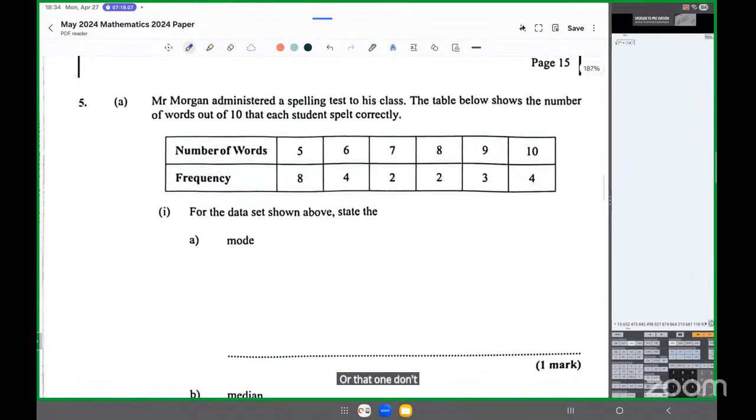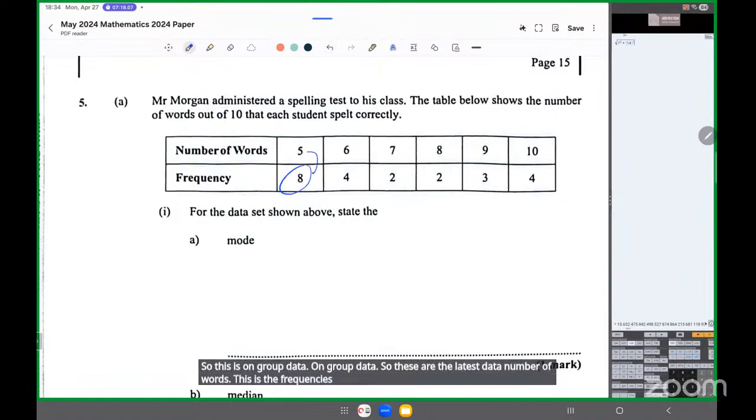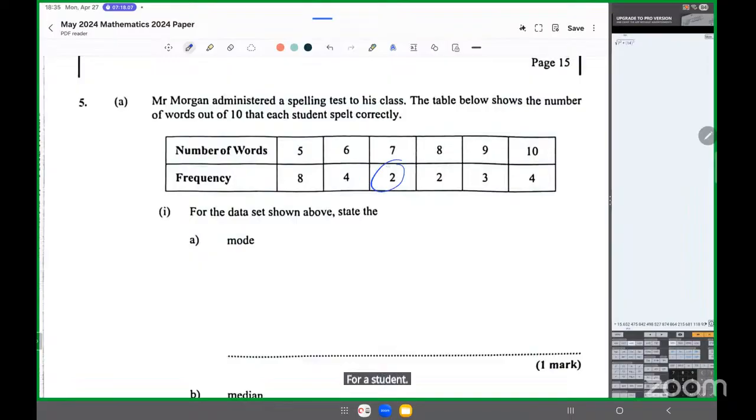Number 5. Number 5 looks like a statistics question. It says Mr. Morgan administered a spelling test to his class. The table below shows the number of words out of 10 that each student got. So this is ungrouped data. These are the data, the number of words. This is the frequency. So this is the number of students who got 5. It's 8 students got 5. 4 students got 6. 2 students got 7, sorry. 2 students got 8. 3 students got 9. And 4 students got 10.